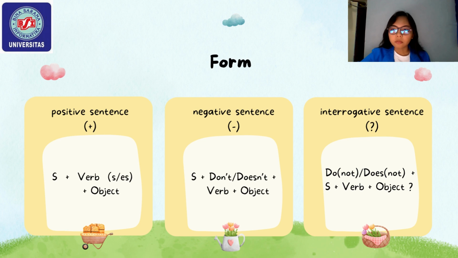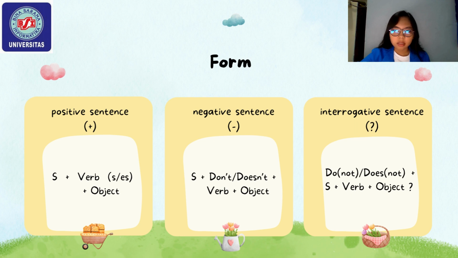Next is the form. The first is a positive sentence. The form used for a positive sentence is subject plus verb plus object. For a positive sentence, the verb can be added s or es.